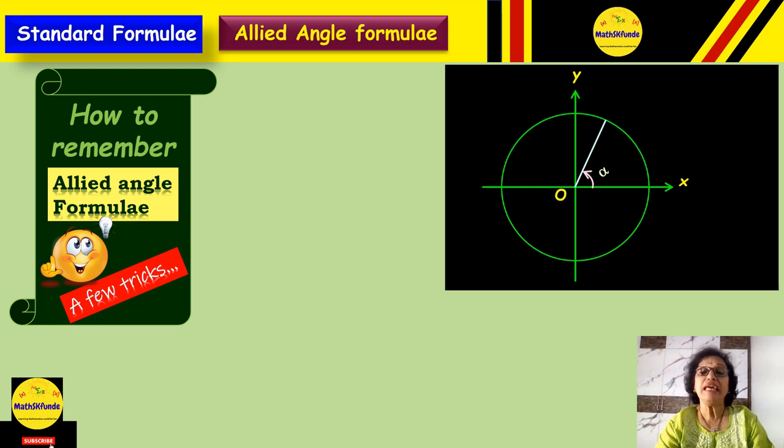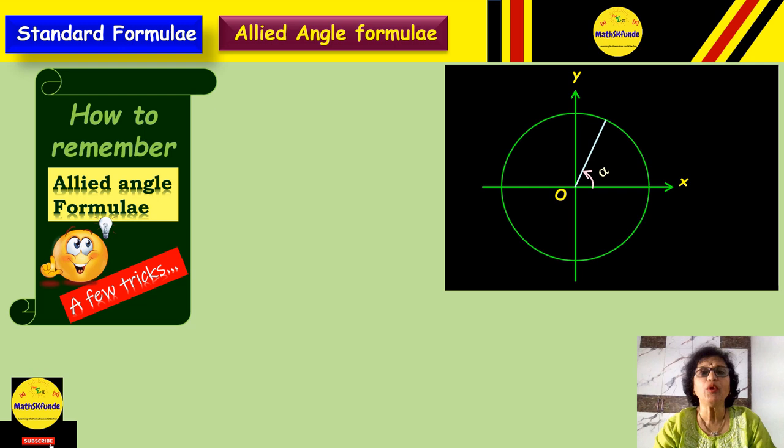Hello everyone. In this video, I will try to give you some tricks how to remember allied angle formulae. In my previous two videos, we have discussed allied angle formulae where angles of the form 90 minus theta or 90 plus theta were involved, and their proofs were also discussed at length. Now, not necessarily angles would be of the form 90 minus theta or 90 plus theta. They could also be of the form like 180 minus theta or 180 plus theta or 360 minus theta.